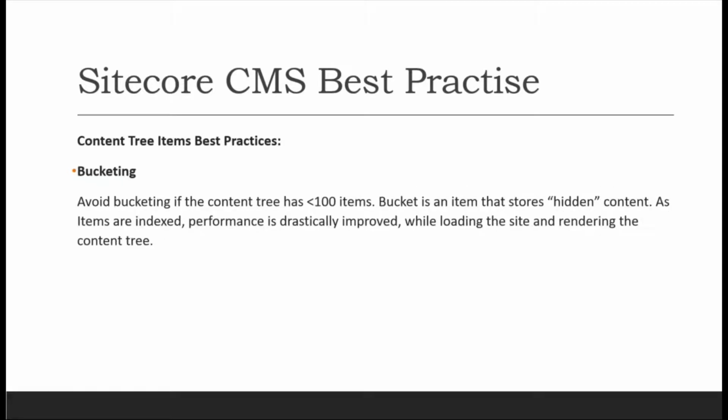So the child item count should be less than 100. If it is more than 100, you create a bucketable item. Creating a bucketable item will make that item hidden in the content tree, and the items are indexed, and this will improve the loading time of the CMS, and you can get the bucketable items through the index.